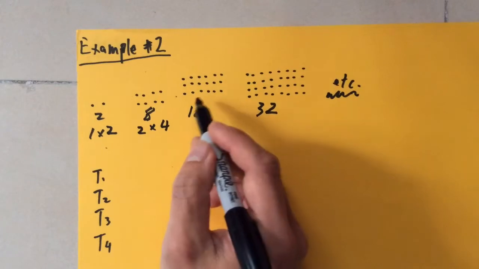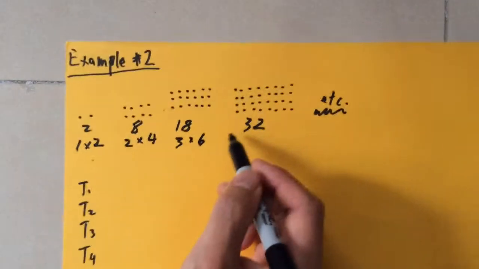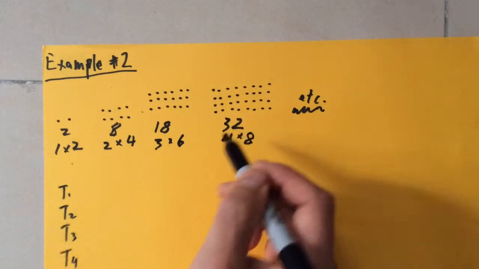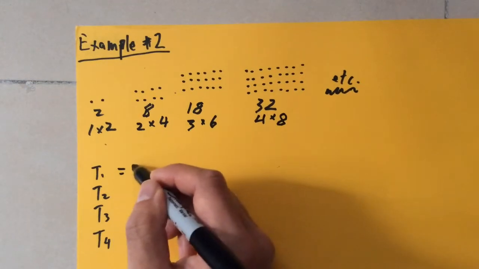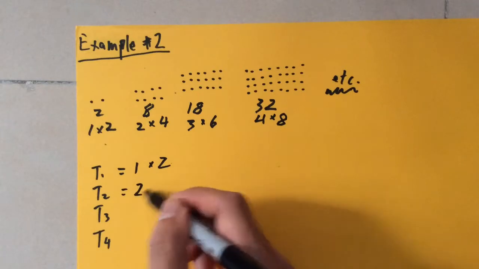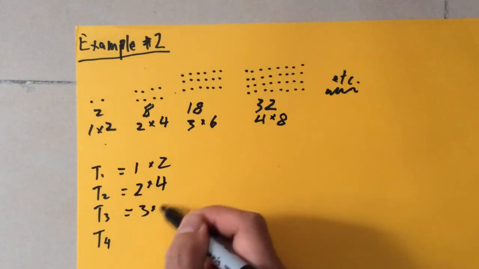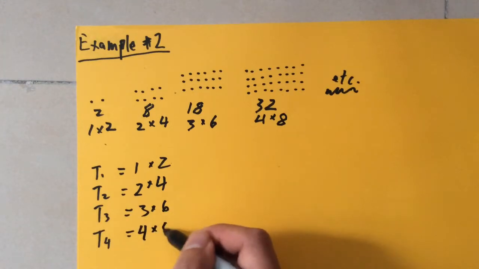Here we have 3 times 6. And here we have, of course, 4 times 8. So we can write it down here. T1 is 1 times 2. T2 is 2 times 4. T3 is 3 times 6. T4 is 4 times 8.